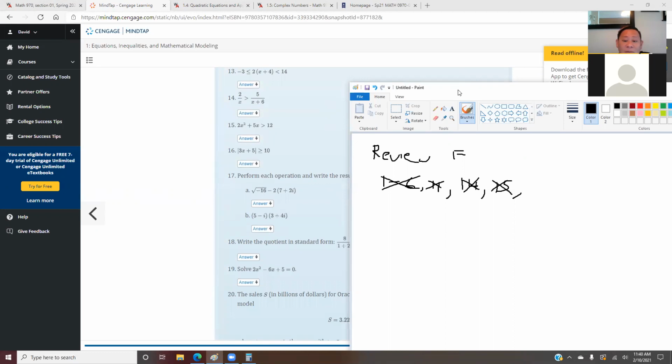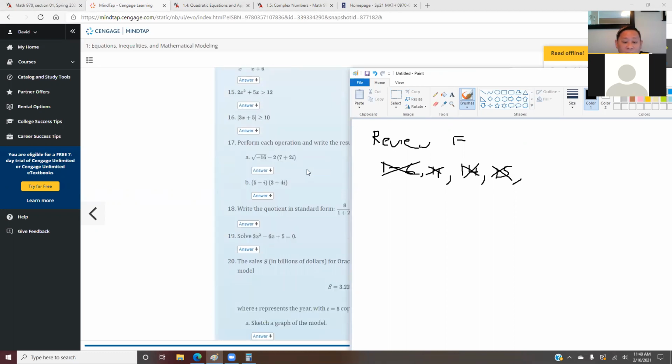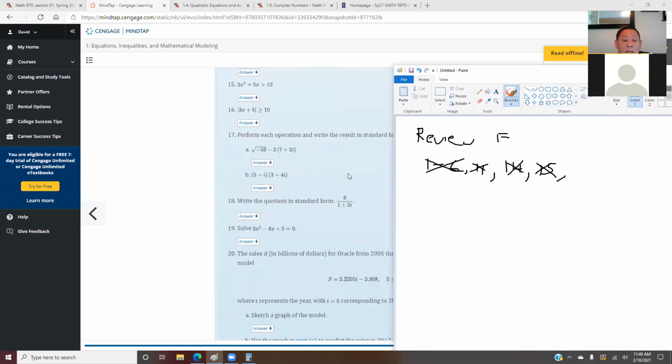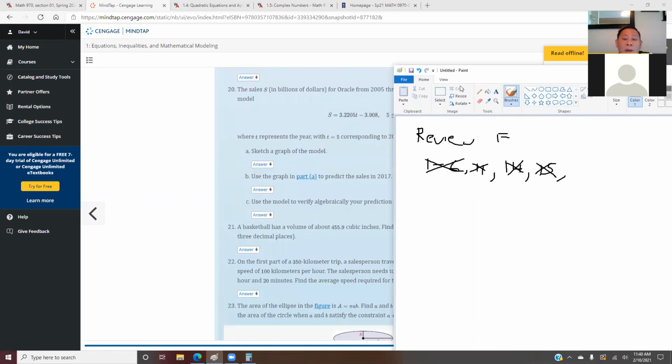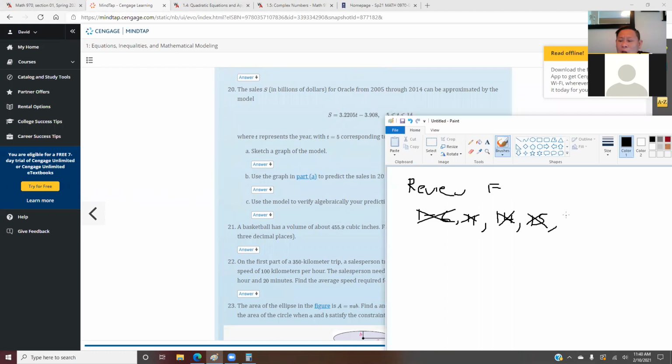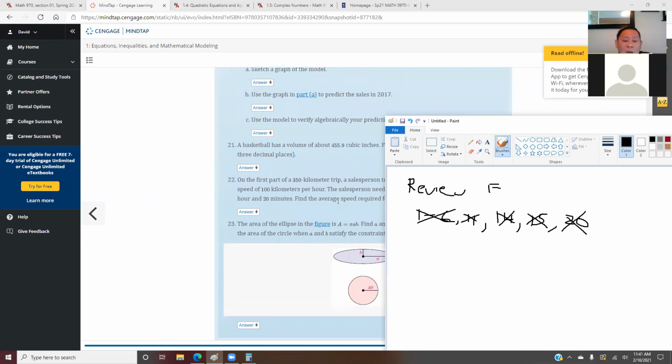Yes, you do number 17 and 18. 17, yes. 18, yes. 19 for sure, yes. 20 is the 20. You do not do this one. I do not. That is not a word problem. I will be assigning 20.